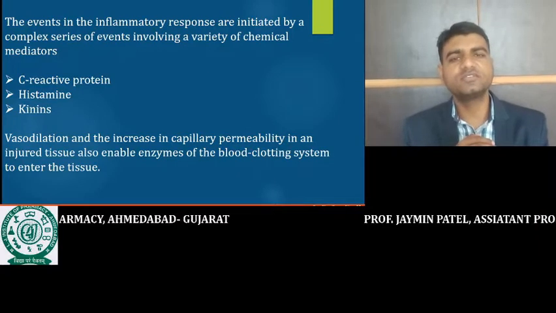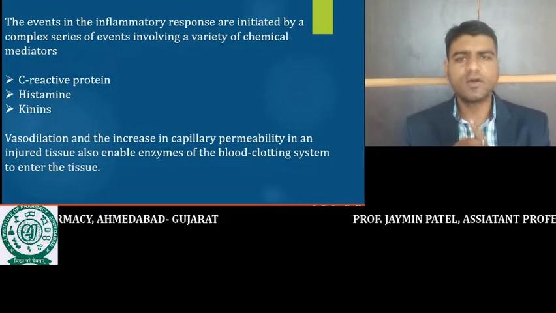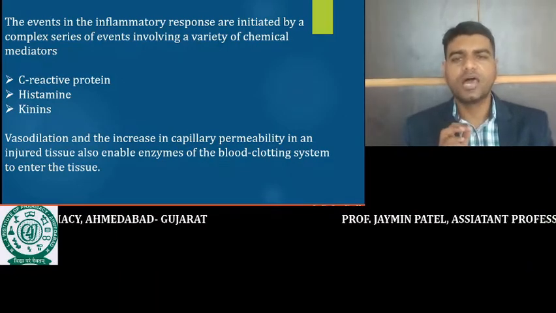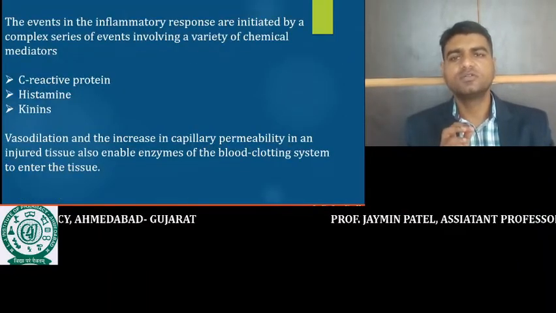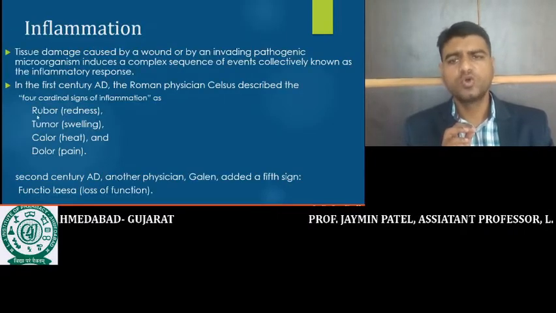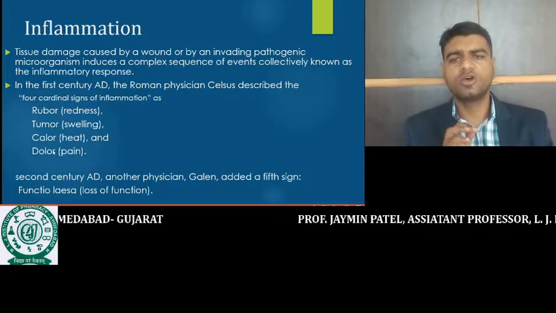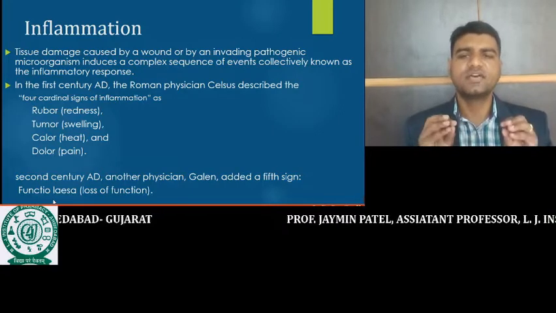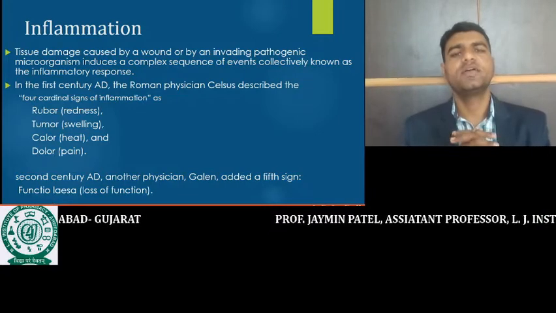Okay, that's why it is called a fibroblast. So this is about the inflammation process. I hope you understand how inflammation occurs. Rubor, tumor, calor, dolor, and functio laesa: these are the 5 signs of inflammation.